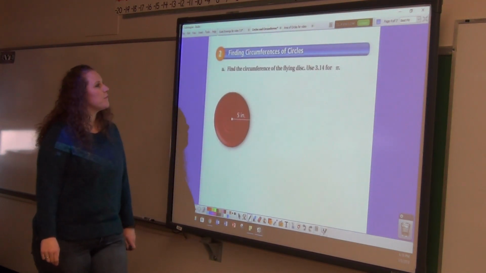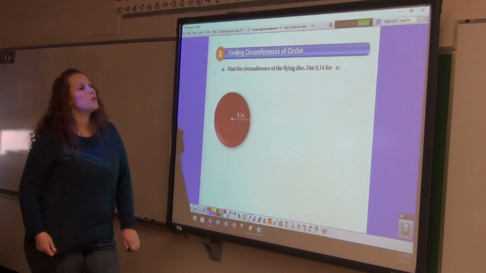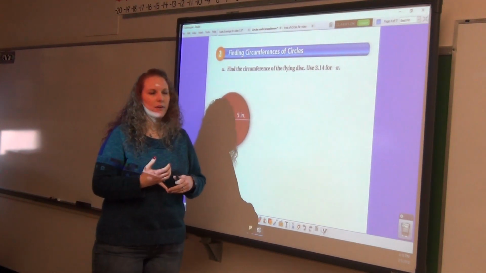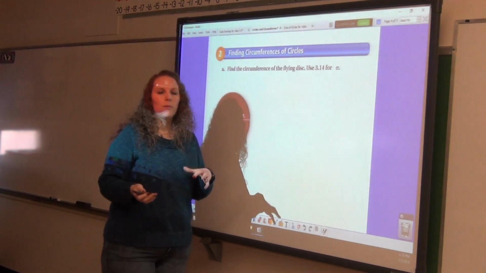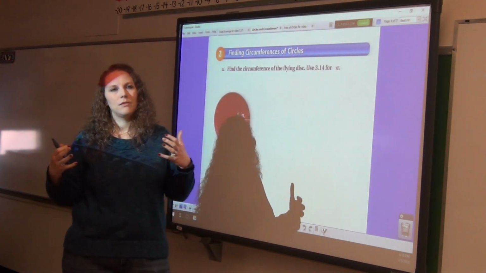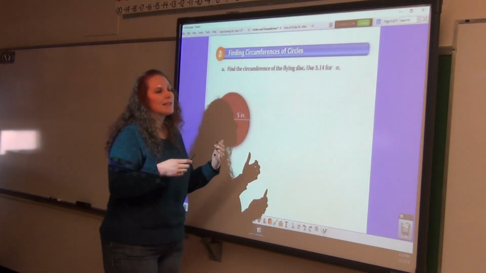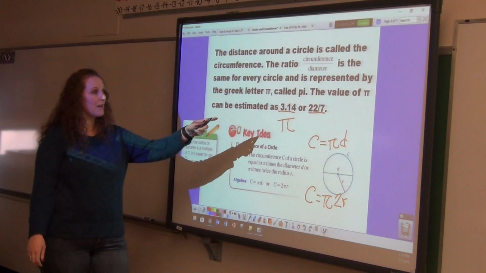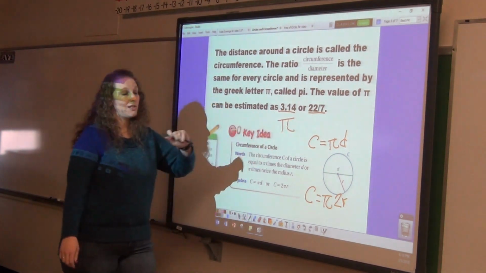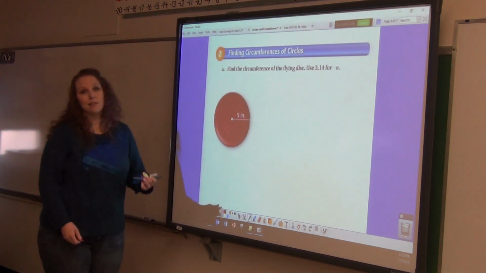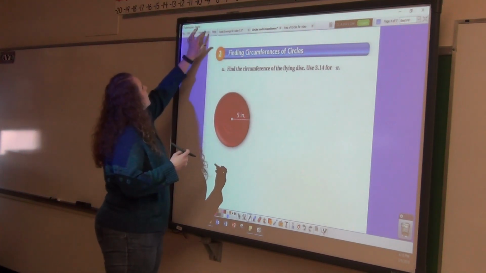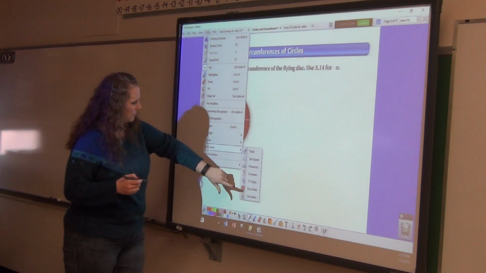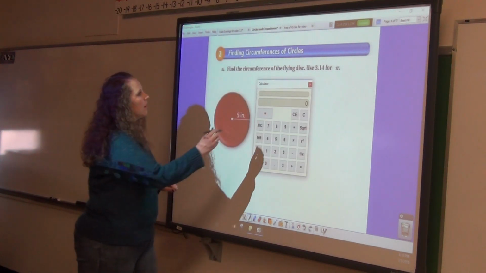Alright, so we're going to find the circumference of this flying disc, and we are going to use 3.14 for pi. There's actually a pi button on your calculator, but sometimes it'll say use 3.14, and if you don't use that, you'll have the wrong answer. Sometimes it'll say use the ratio of 22/7. It will tell you which one you need to use. Just make sure you're using the one that it says to in the directions. I'm going to pull out my calculator here. All right.